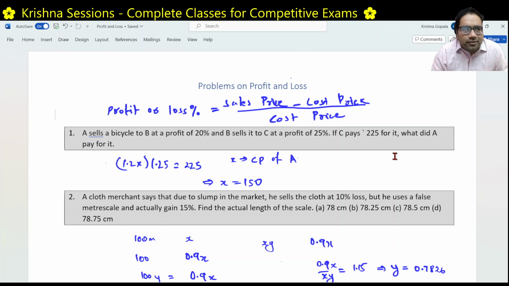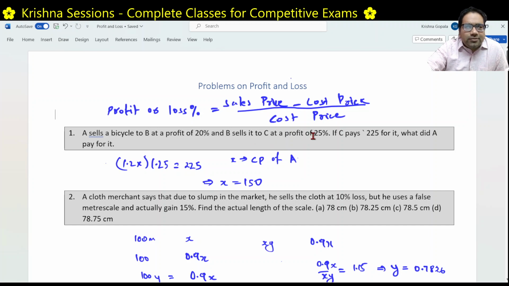So 1.2 into X. X is the cost price. Let's assume X is the cost price of A. What is A selling it to B for? A is selling it to B at 1.2 into A's cost price, because 1 plus 20% is equal to 1 plus 0.2, into A's cost price, which is X. 1.2 into X. This is what A is selling it to B for. Now B's cost price will become 1.2X, right?